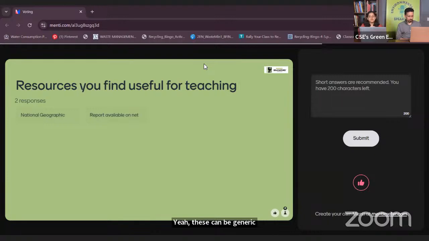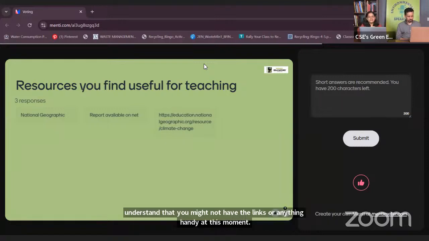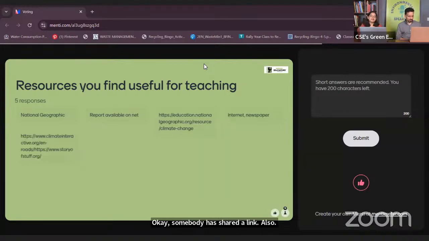Like somebody has mentioned reports available on the internet. We understand that you might not have the links handy at this moment. Okay, somebody has shared a link also. Newspapers. If you were there in our session last month, August, on how you can use newspapers as an effective tool to talk about SDGs and climate change, we discussed that using an activity. You can go to our YouTube channel or our website and access the recording there.